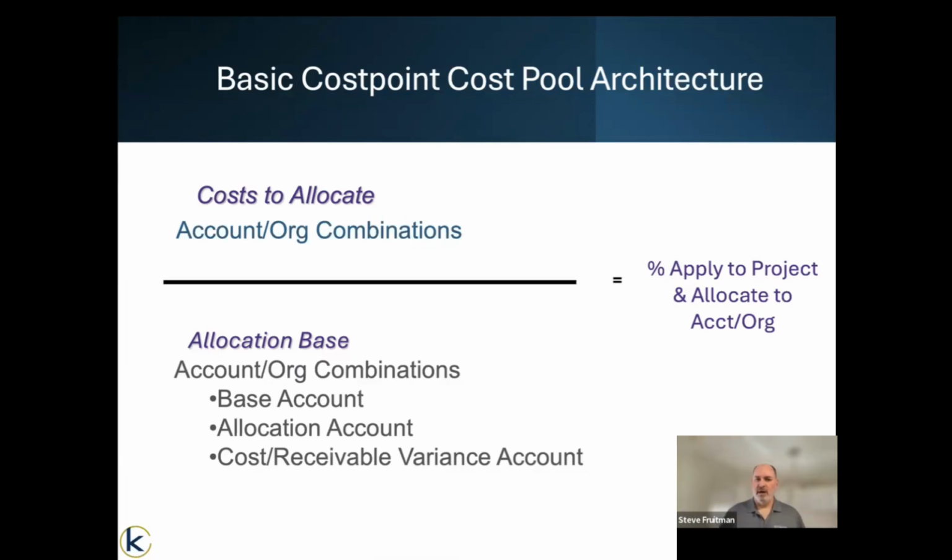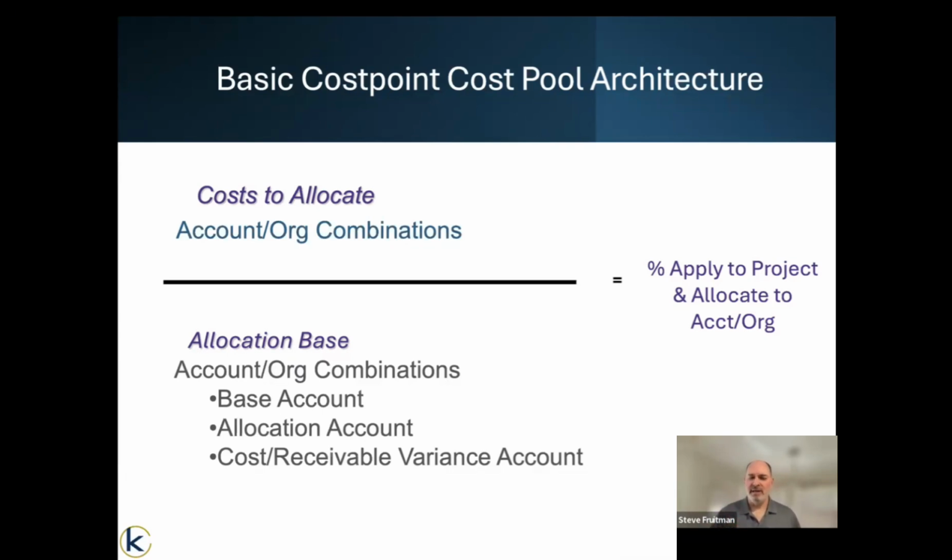On the costs, first off, is account to org combinations for costs. On the base, you have 4 types of accounts. You have the base account, one type. You have the allocation account orgs, second type. You have the cost variance and the receivable variance.